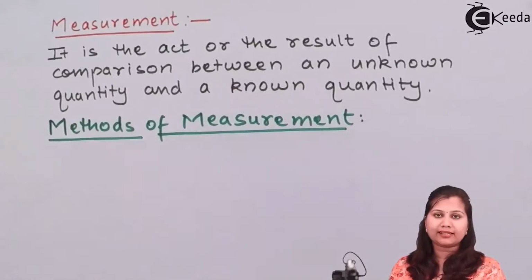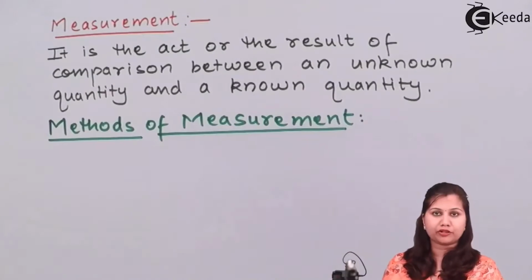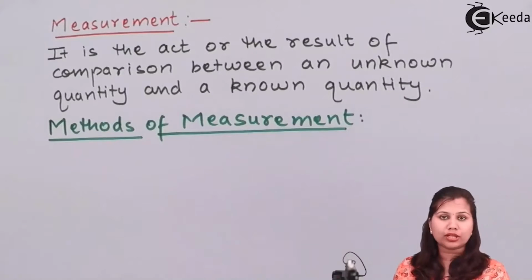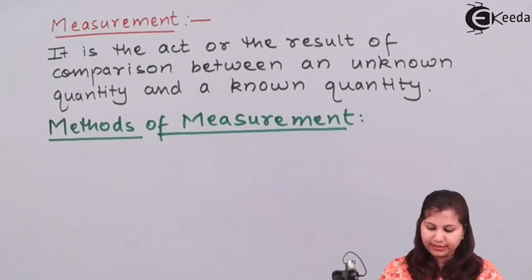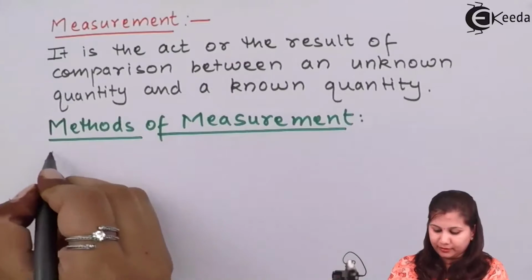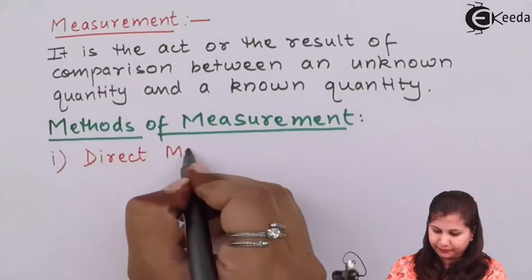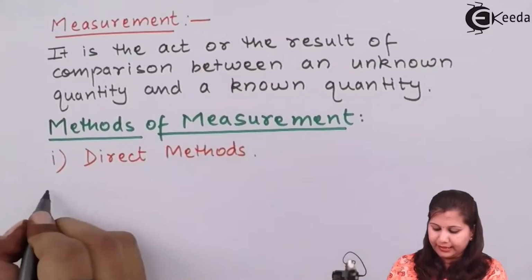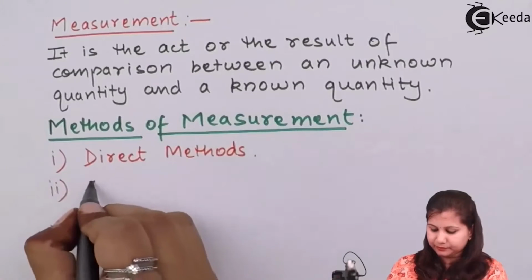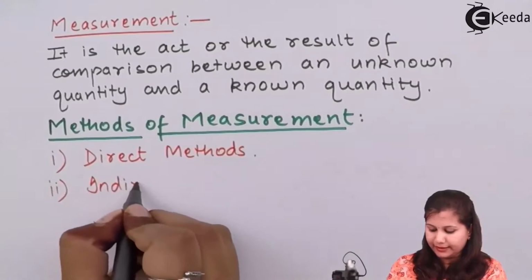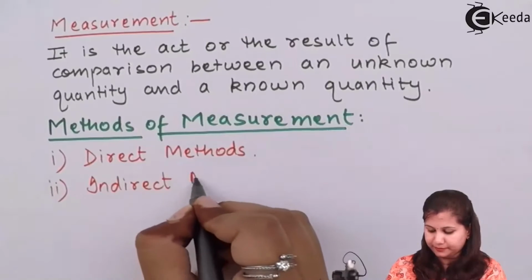If we broadly classify the methods of measurement, then there are two types of methods. First is the direct methods, and second is indirect methods.